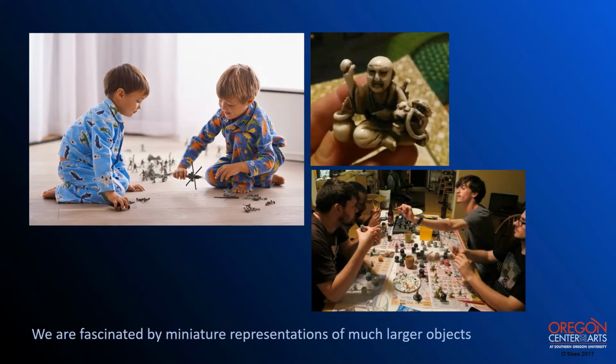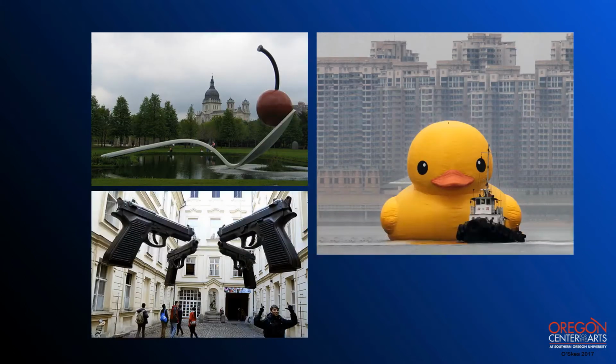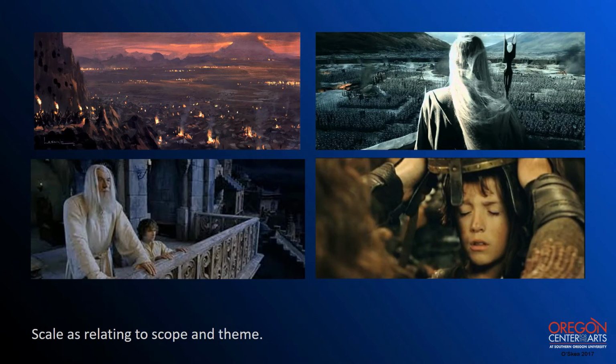We're sort of fascinated by miniature representations of much larger objects. We are as kids, and we have been all through time, and even as adults. And right now it's very common in sculpture to have crazy oversized objects, playing with scale in the other direction as well. Also, it's important to think about scale in terms of scope and theme of an image.